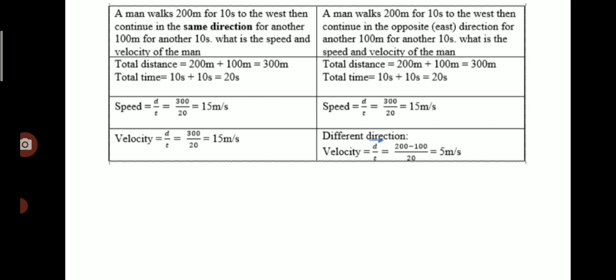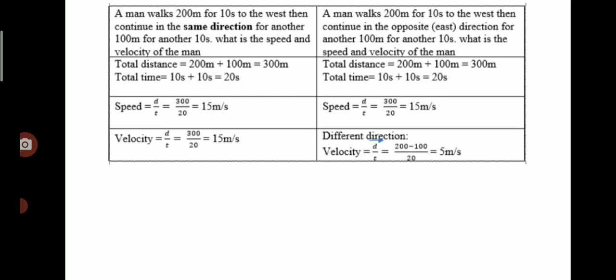Now in the previous example, the man walked 200 meters for 10 seconds to the west, then continued in the same direction, but the direction is reversed. In the second problem, the direction is opposite, that is the east direction, for another 100 meters for another 10 seconds. Then you will see that the total distance will be 200 meters plus 100 meters, equal to 300 meters, while total time is 10 seconds plus 10 seconds, equal to 20 seconds.